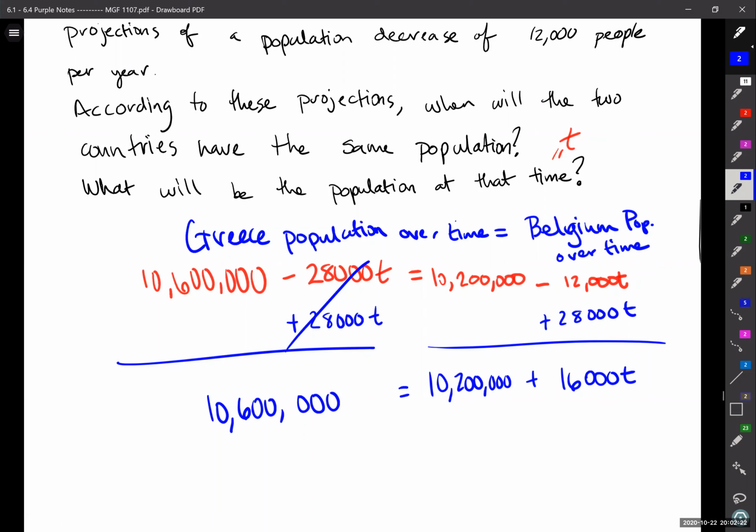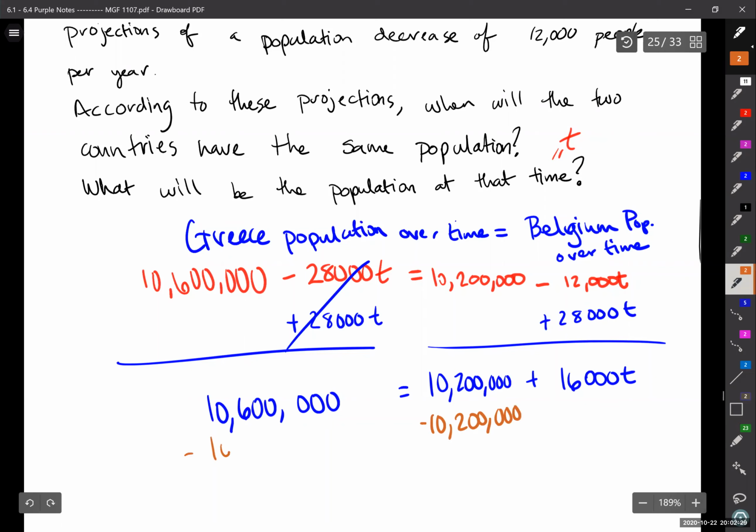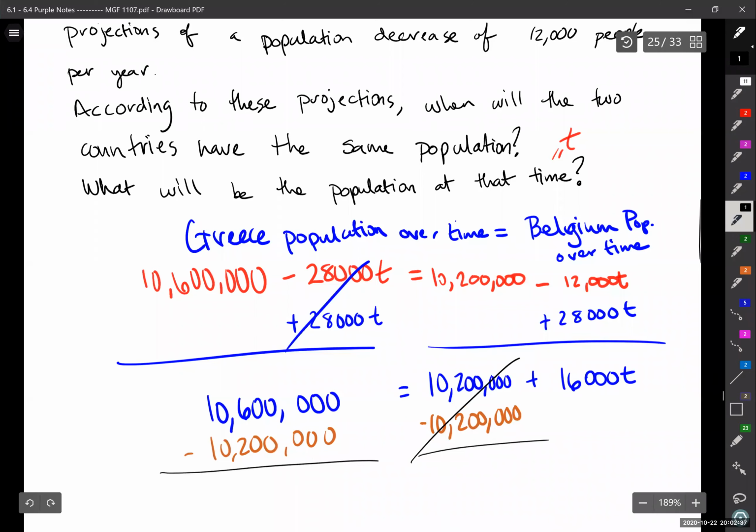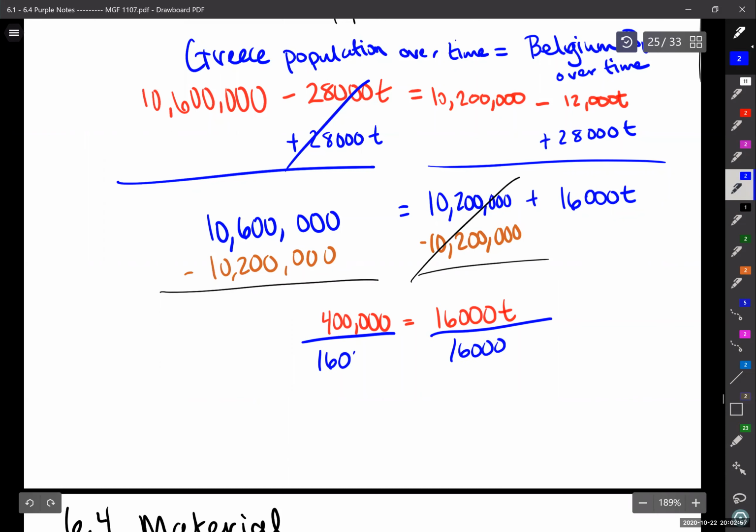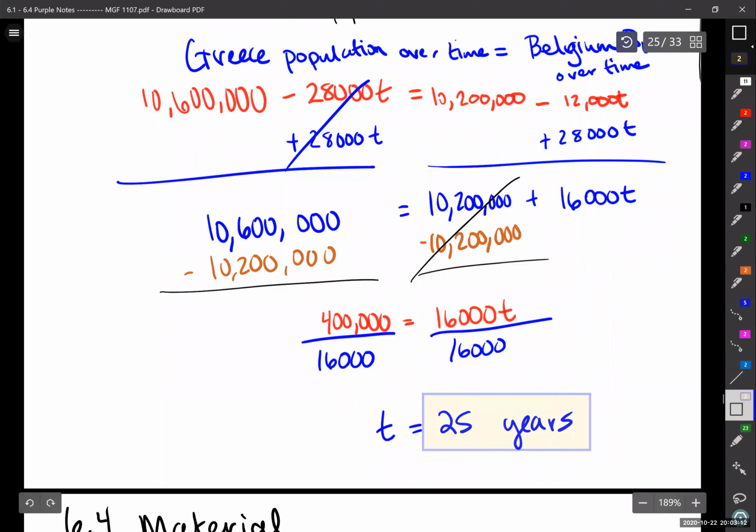Okay, now we're going to solve for t. We're going to move the numbers over first. So we're going to subtract the 10,200,000. And that would leave us, I believe, with just 400,000 equals 16,000 t. So if I divide both sides by 16,000, I'll get t by itself. And t, typing that into the calculator carefully, would be exactly 25 years. So after 25 years, the populations would be momentarily equal if this rate holds up.